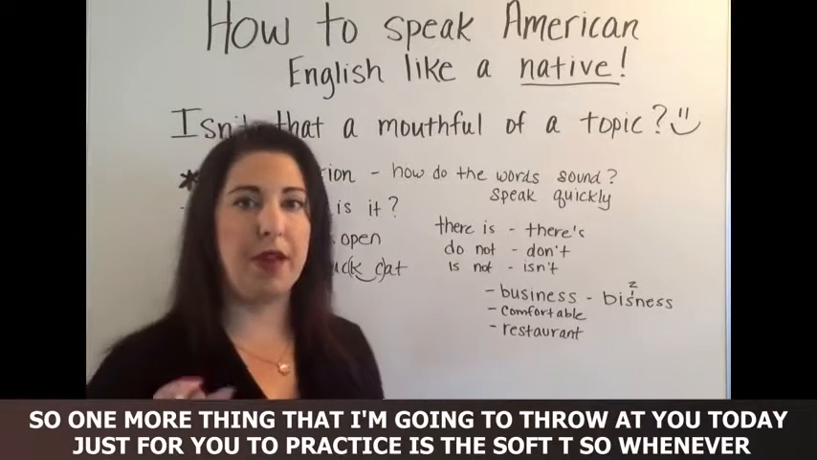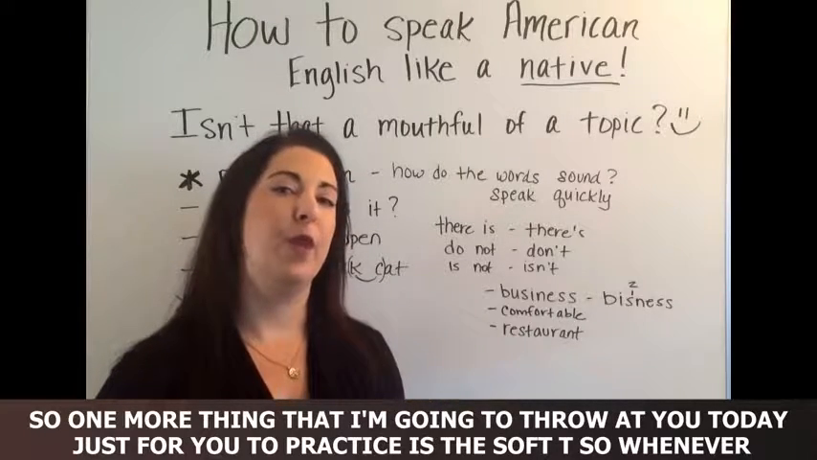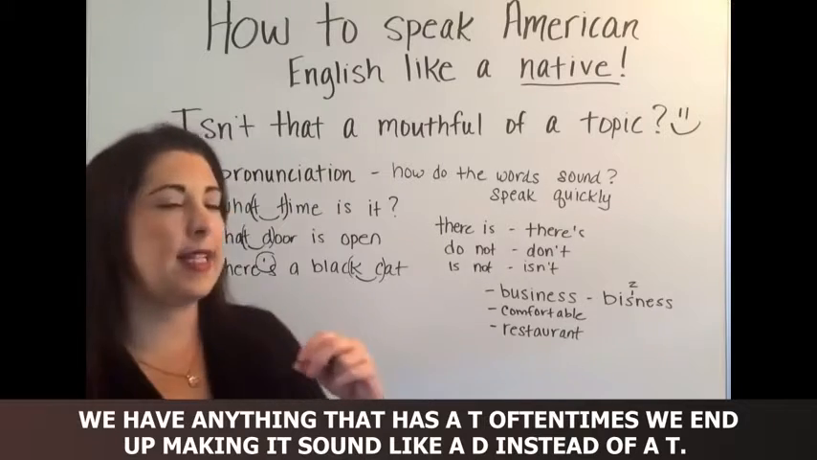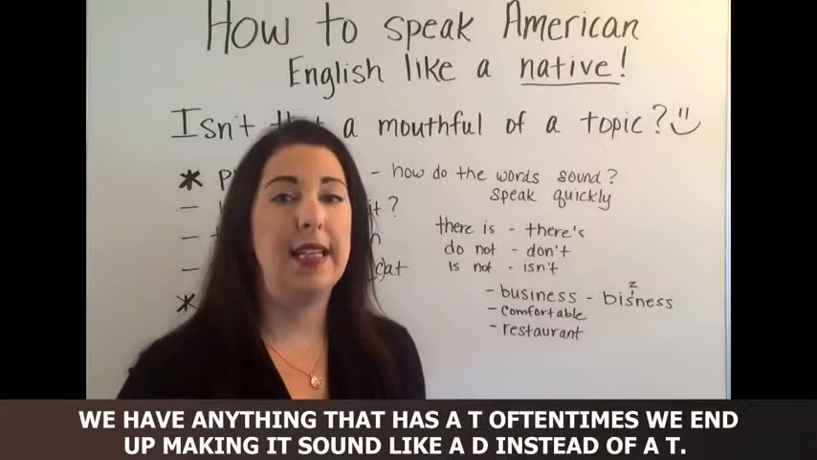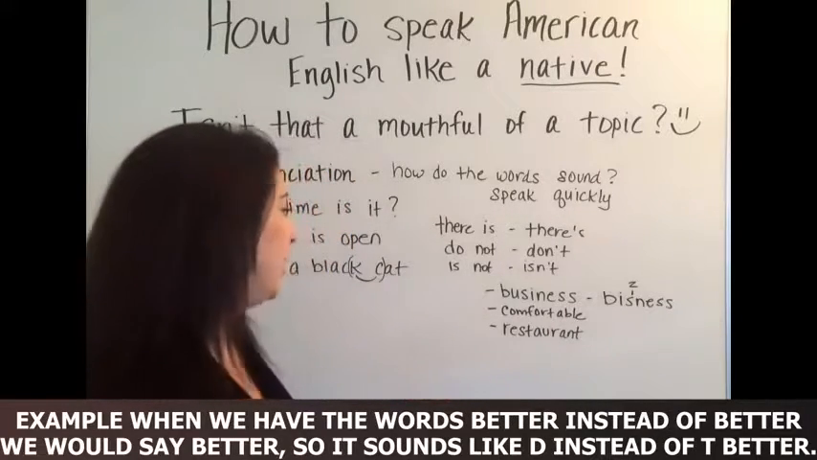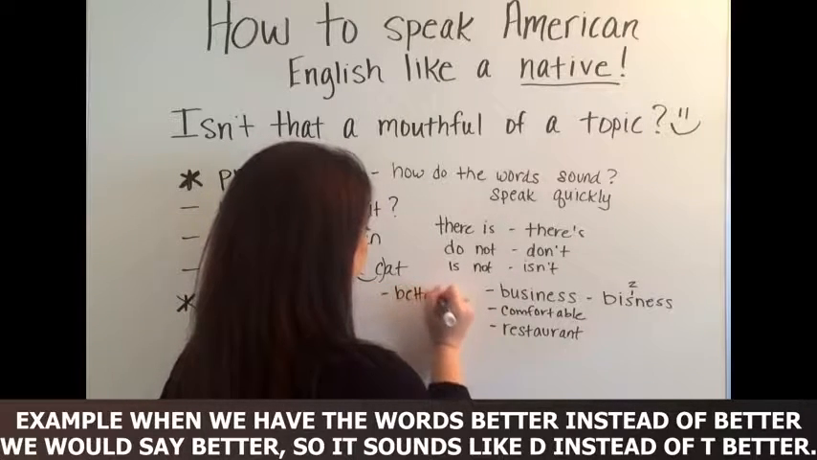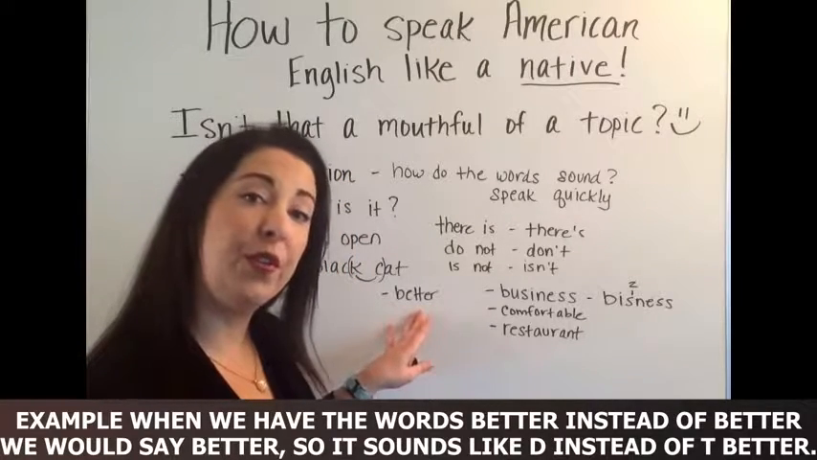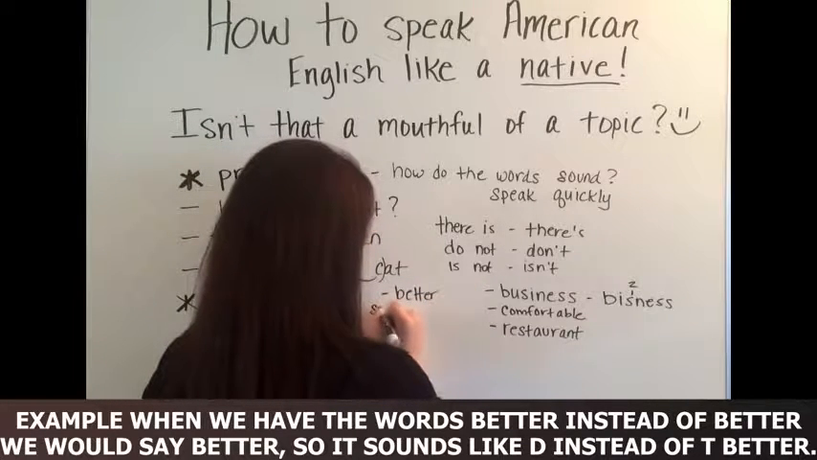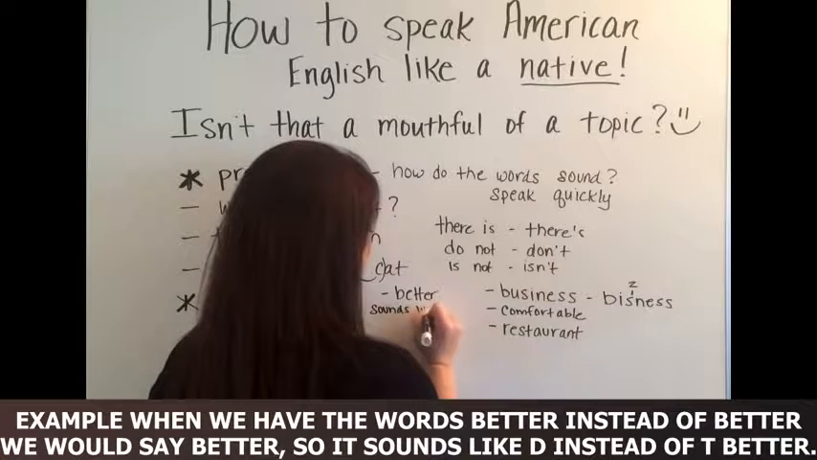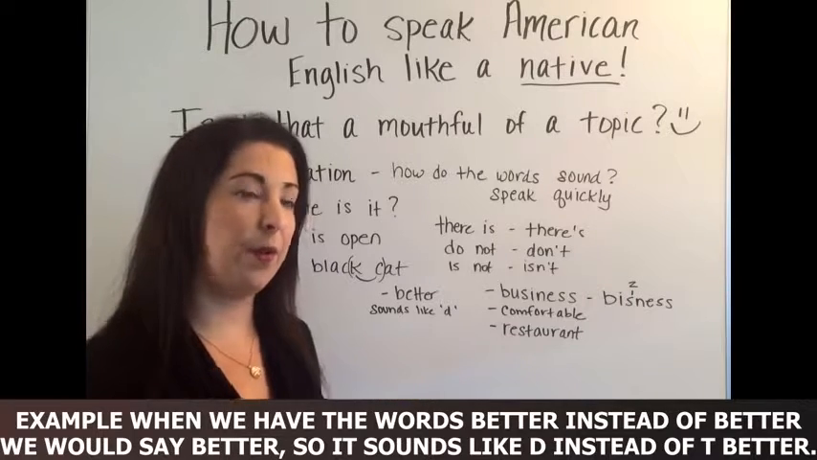So one more thing that I'm going to throw at you today, just for you to practice, is the soft T. So whenever we have anything that has a T, oftentimes we end up making it sound like a D instead of a T. Example, when we have the word better, instead of "better" with a hard T, we would say "better" with a D sound. So it sounds like D instead of T. Better.